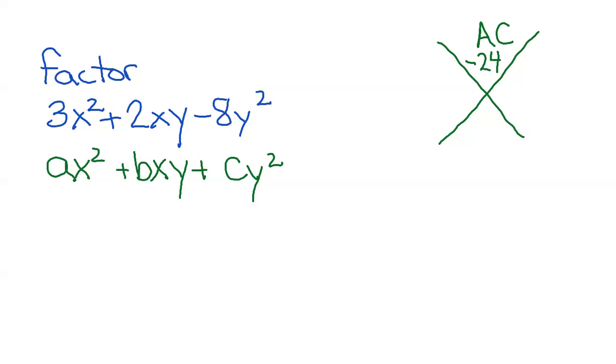And we're trying to add to b. So that's positive 2. So we're trying to find two numbers that are going to multiply to negative 24 and add to 2. So something like 4 and 6, right? So if we have like a positive 6 and a negative 4, then we will multiply to negative 24 and we'll add to the value of b, 2.